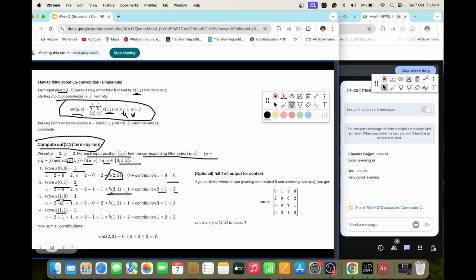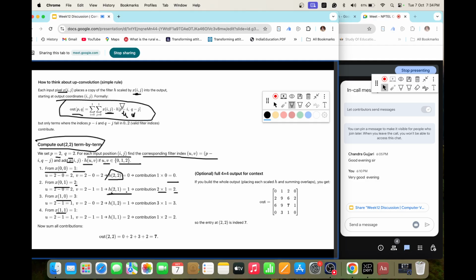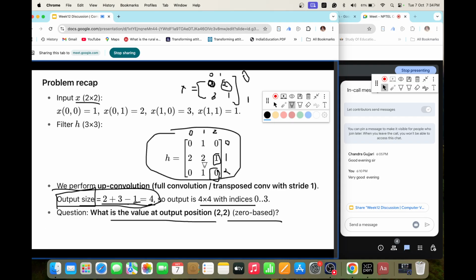Similarly, we have to do it for x 1 comma 0. Again 1 comma 0 is 3. And the filter index will be 1 comma 2. Just see what h 1 comma 2 will be. That will be 1.